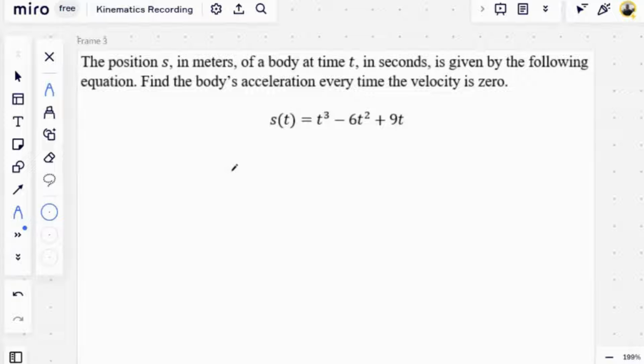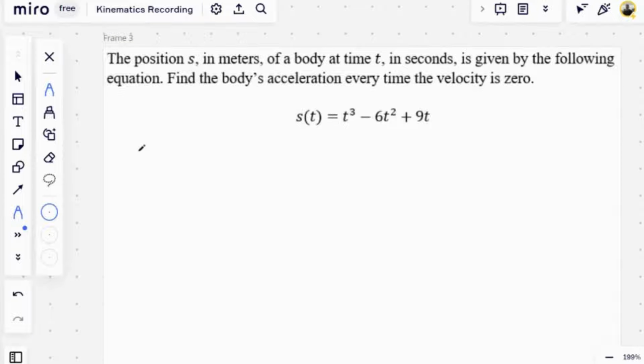The question says the position s in meters of a body at time t in seconds is given by the following equation. Find the body's acceleration every time the velocity is 0. So what they want us to do is figure out what is the time in seconds when the velocity is equal to 0, and once you figure that out, figure out what the acceleration is at those times. First thing we need to do is come up with the equation for velocity.